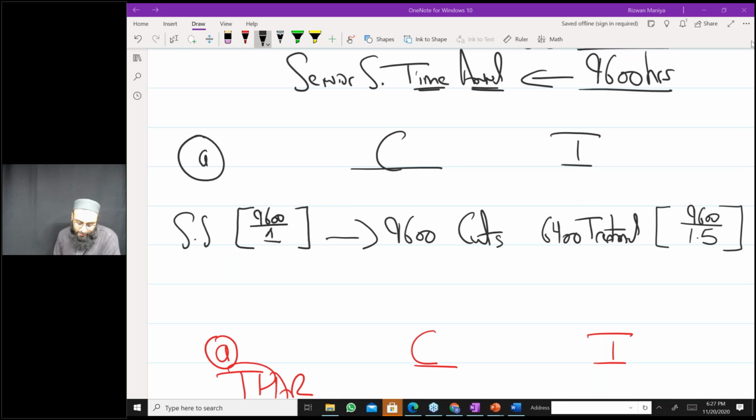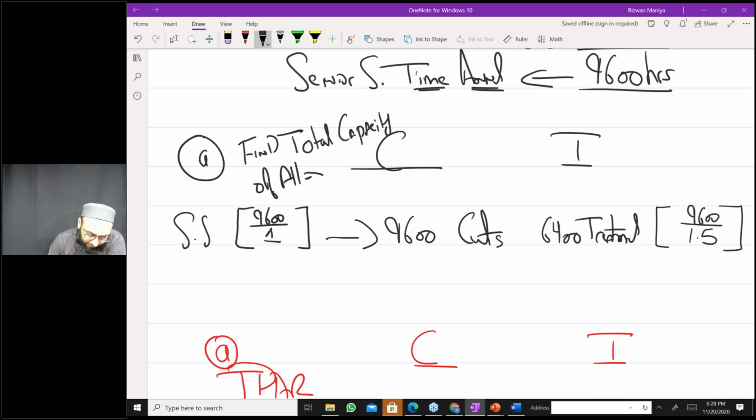I'm covering one method, and that method is: find total capacity of all. Of all means of all labor or of all machines. So if it is a manufacturing business, then for all machines, and if it is a service business, then for all labor. So this is the method. Find total capacity of all resources, I would say.